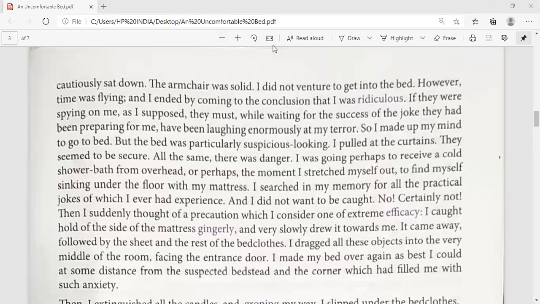Okay, Hemang, beta, you can repeat the word efficacy. Efficacy in blue color, beta. Efficacy. Okay, and the last word of the paragraph, anxiety. Anxiety. Yes, well done, beta.